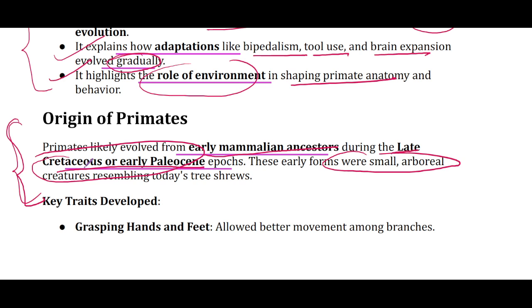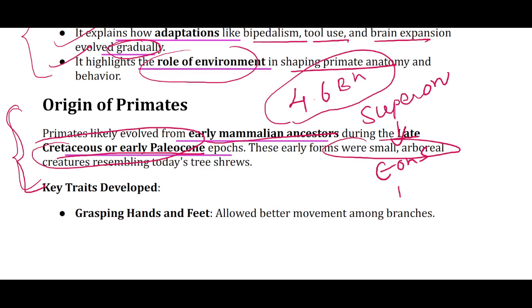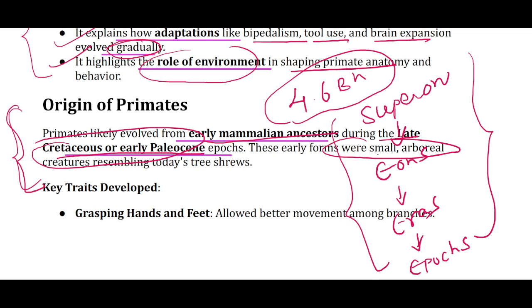So to understand this, we have to go deeper and look at the whole evolutionary history. Earth formed around 4.6 billion years ago. And the geological timeline goes like this. First there are super eons. Then super eons are divided into eons. Eons are divided into eras. Eras are divided into epochs. So this is how the whole geological history goes on.